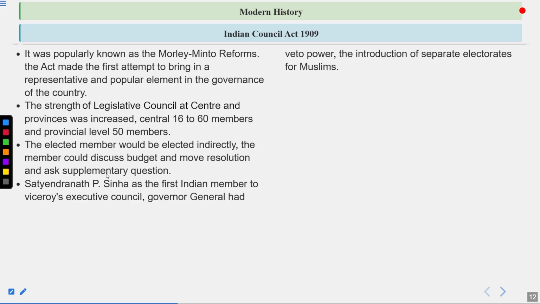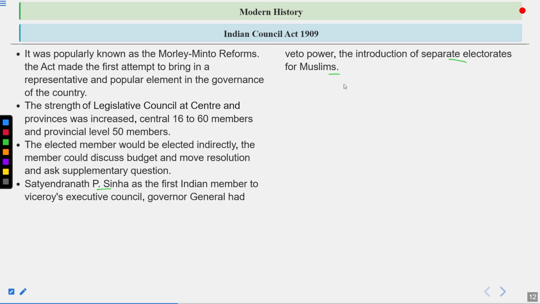The introduction of separate electorate for Muslims. This is really important, guys. These 2 points are really important. First, I already told you about Satyendra Prasad Sinha. And now another point is the separate electorate for Muslims. So let me tell you a brief story behind this. On one side, we know that the INC or Indian National Congress was taking a lot of things into their hands, like asking for Swaraj, asking for different types of rights, and asking the Britishers to fulfill different types of demands.